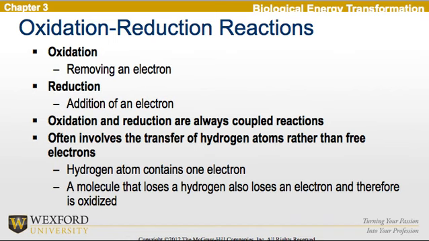Now, focusing on oxidation and reduction reactions, you have oxidation, which is the removal of an electron, and reduction, which is the addition of an electron. Oxidation and reduction are always coupled reactions. They often involve the transfer of hydrogen atoms rather than free electrons. Hydrogen atoms contain one electron. A molecule that loses a hydrogen also loses an electron and therefore is oxidized.